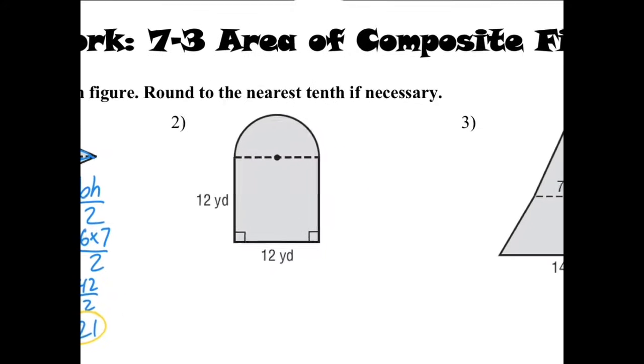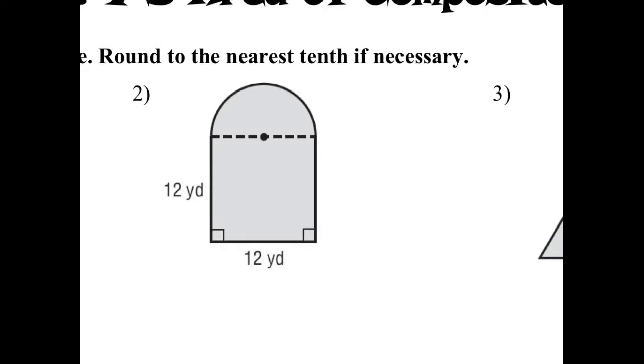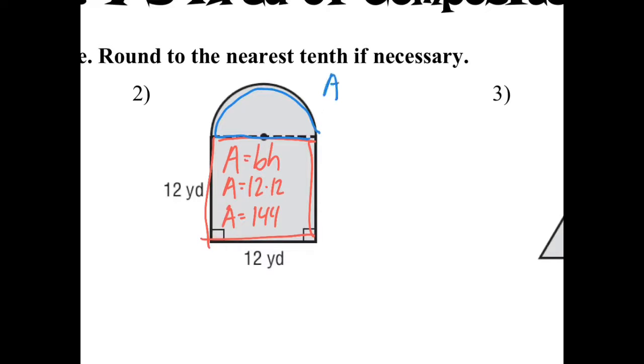On number 2, we've got to find the area of each shape first. So we are going to deal with the square first. The area formula for a square is BH, or area equals base times height. And here we are going to do 12 times 12. So our area on the square is 144. Now we have to deal with the semicircle. The formula for a semicircle is area equals pi r squared. Now our radius is only from here to here, which matches what we have down here almost. So instead of a diameter of 12, we're going to have a radius of 6.